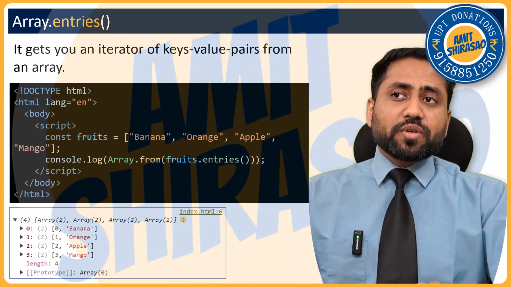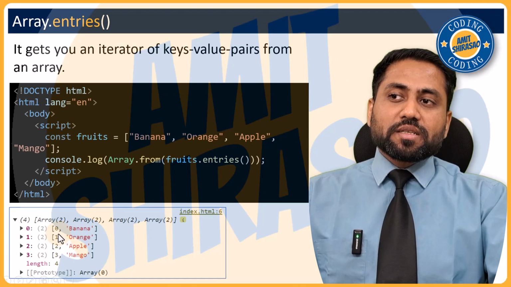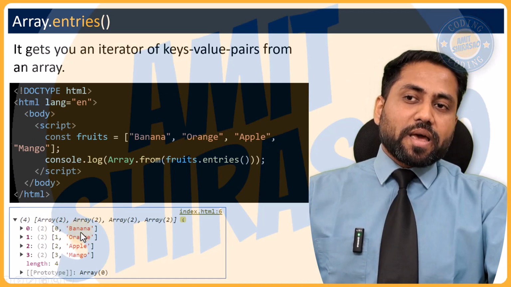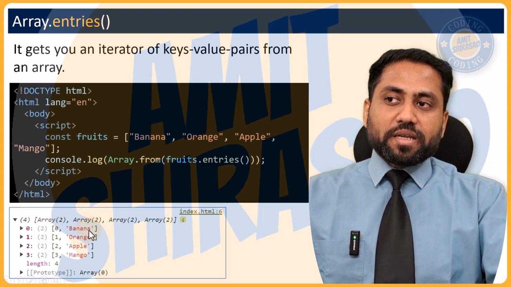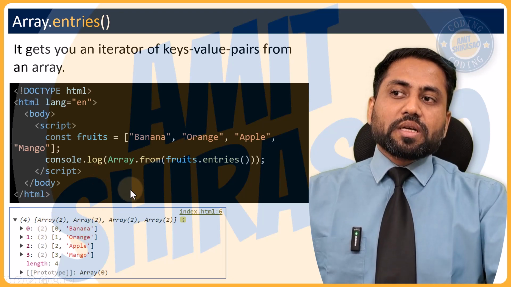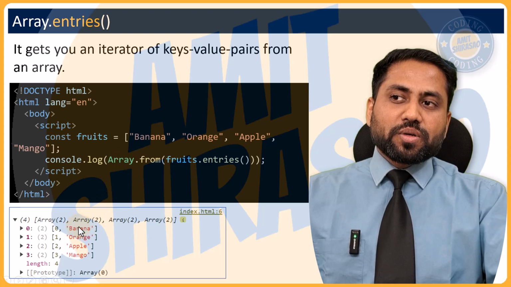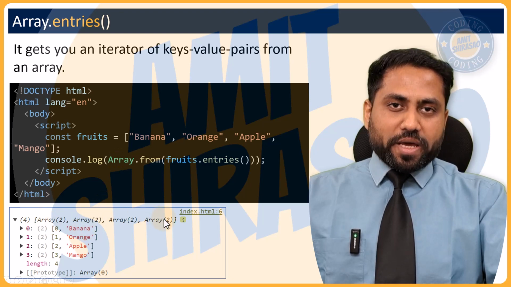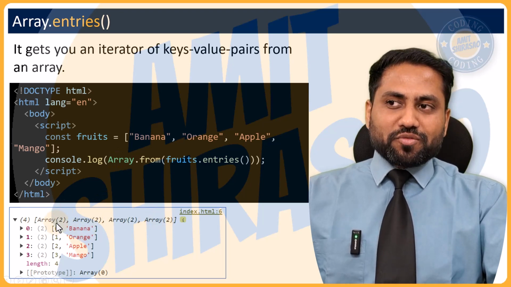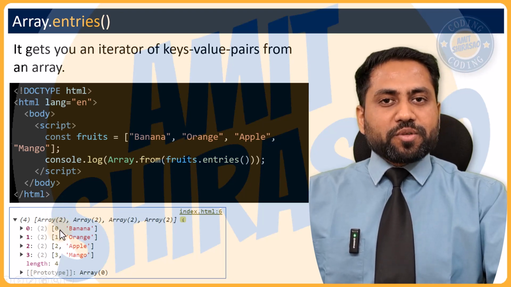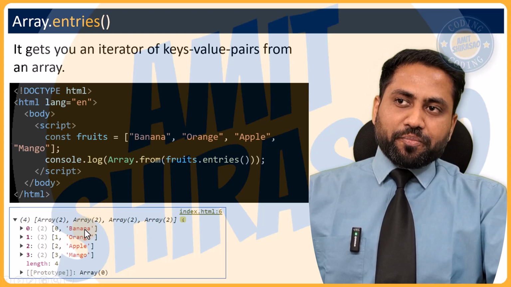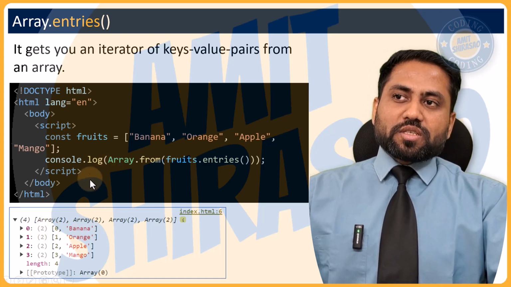In entries, what will you get? You will actually get the index and the value in the form of another array. So basically it's going to return an array of 4 arrays. Each of these 4 arrays will have 2 elements. The first element will be the index, the second element will be the value. Okay, so this is what you get out of it.